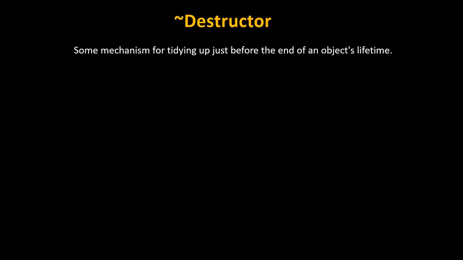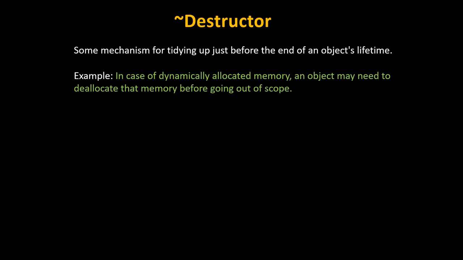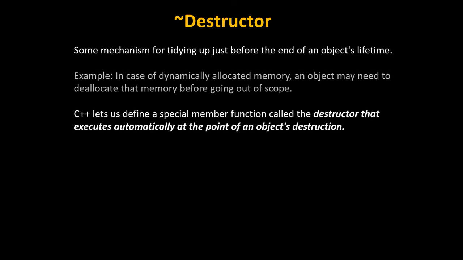The destructor. Some mechanism for tidying up just before the end of an object's life. In case of dynamically allocated memory, an object may need to deallocate that memory before going out of scope. C++ lets us define a special member function called the destructor that executes automatically at the point of an object's destruction.